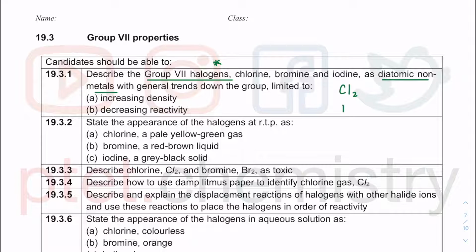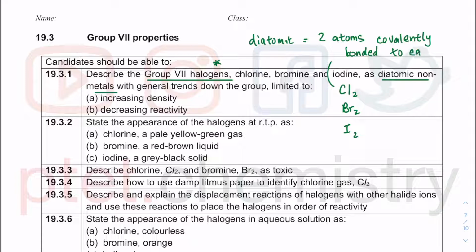Diatomic means that they exist as two atoms, two atoms bonded together covalently. So the two atoms share electrons and are bonded to each other covalently. Or you can say two of the same non-metal group 7 elements forming a covalent bond to each other, giving you the group 7 diatomic molecule.